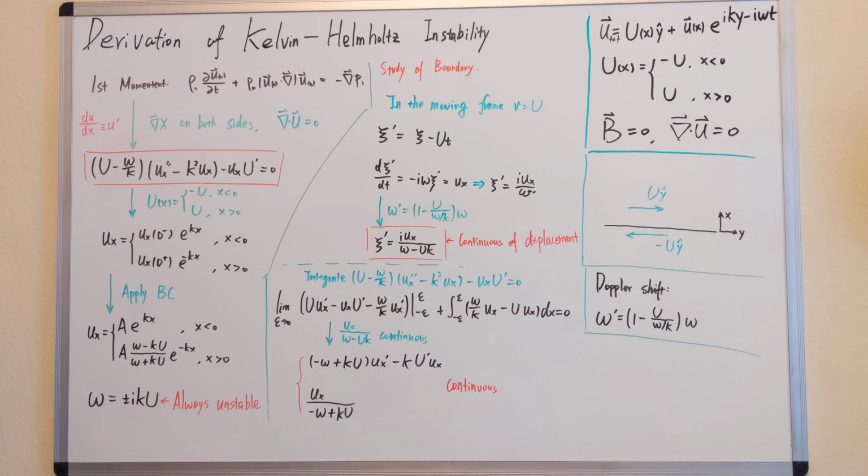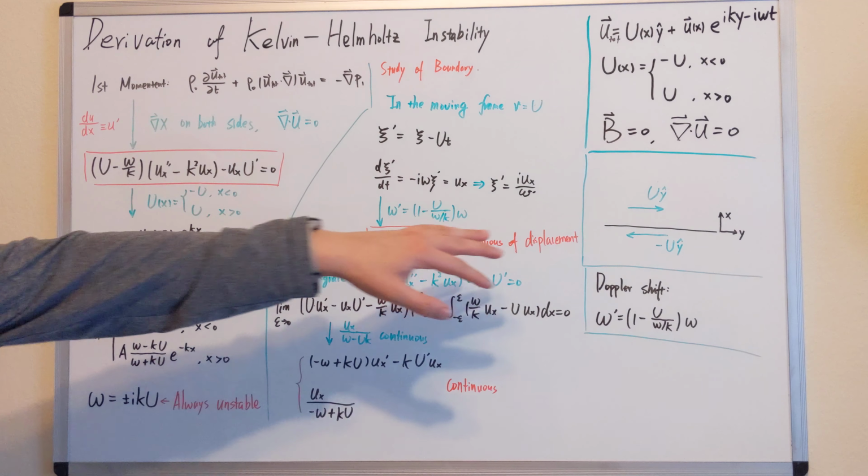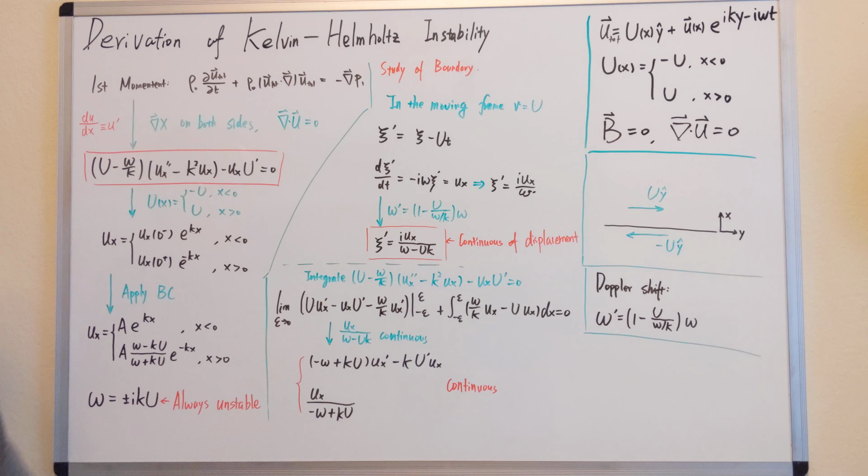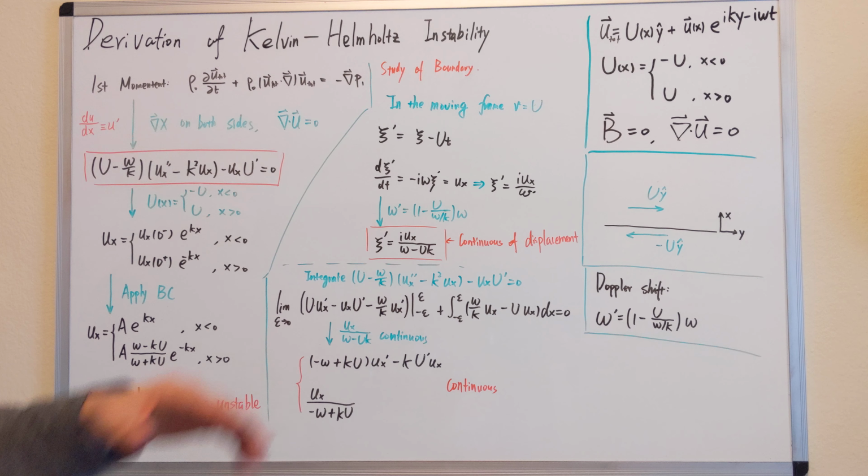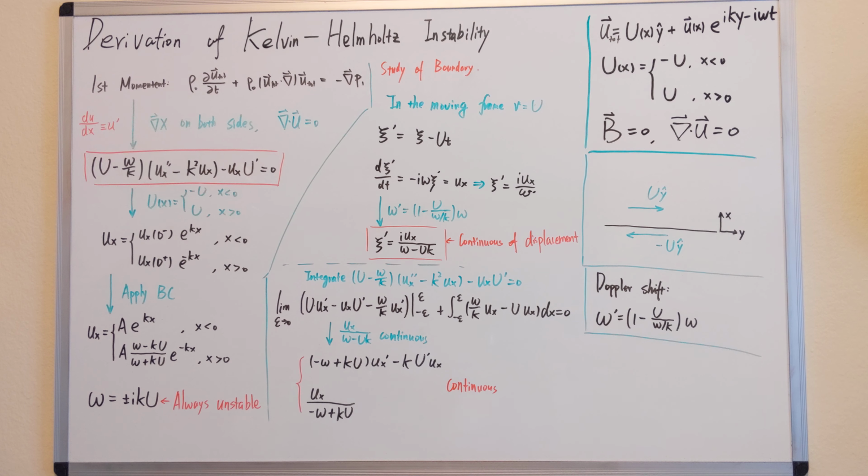Then applying both boundary conditions will give us this expression, which is most important: omega equals plus or minus i k U, big U. Since it's imaginary, that means it's always unstable. And thus, if we have a shear like this in a magnetized plasma, in ideal MHD, we will have an unstable Kelvin-Helmholtz instability.